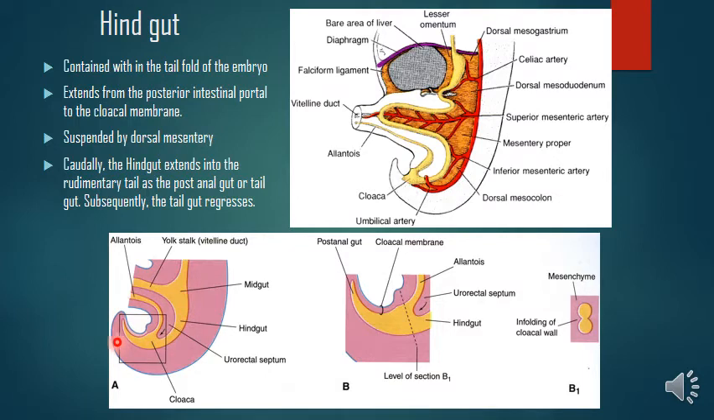And caudally, if you see, this is the hindgut, right? Caudally it extends into the tail fold, or the rudimentary tail here. The part of the hindgut that extends into this rudimentary tail is called the post-anal gut or tail gut. The rudimentary tail will regress later on, and this post-anal gut is incorporated into the preceding part.